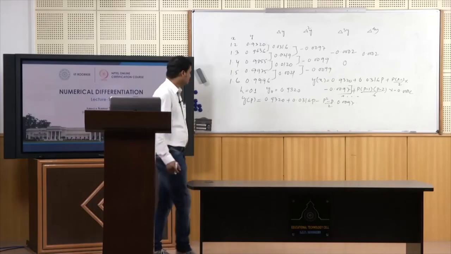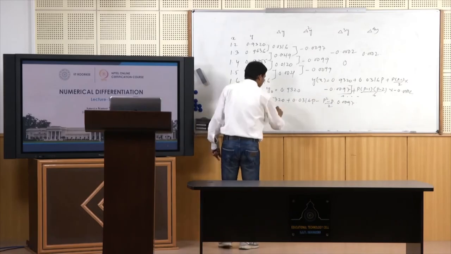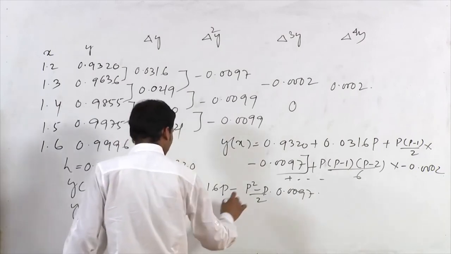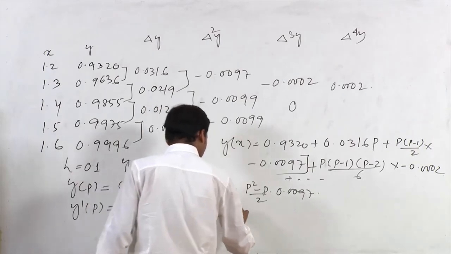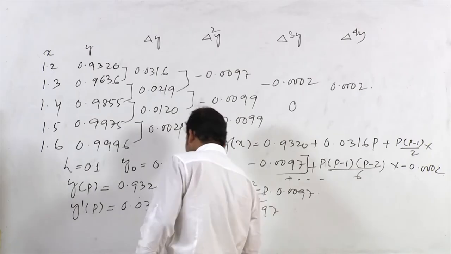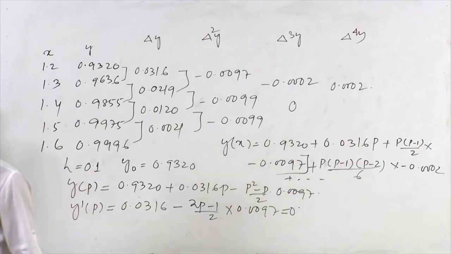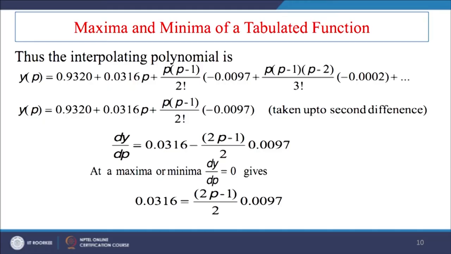And if we want to first find the first order differentials here, so dy/dp can be written as 0.0316 minus (2p minus 1)/2 into 0.0097, and this equals 0 here. If this equates to 0 for maxima and minima of this point, then we can obtain 0.0316 equals (2p minus 1)/2 into 0.0097 here.